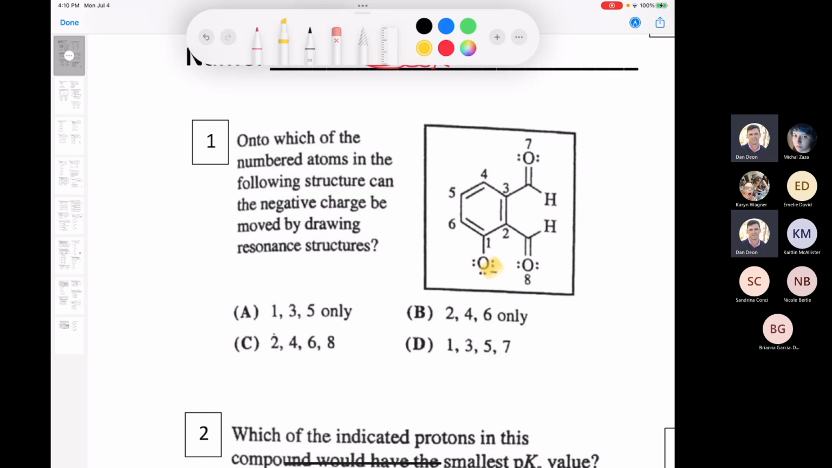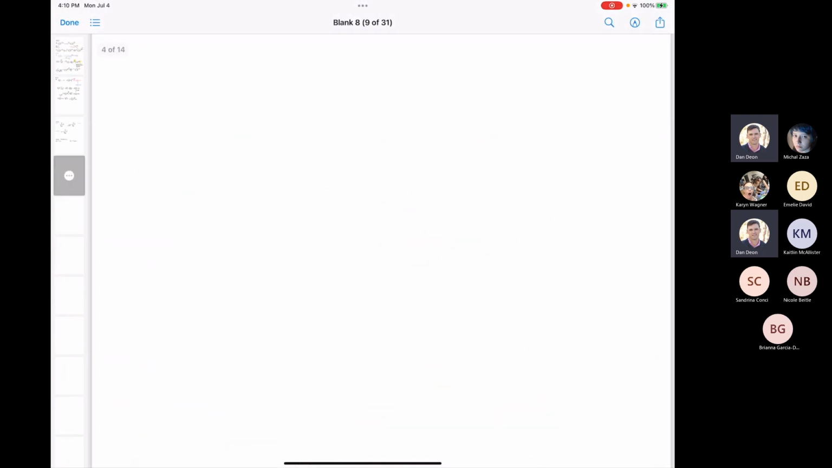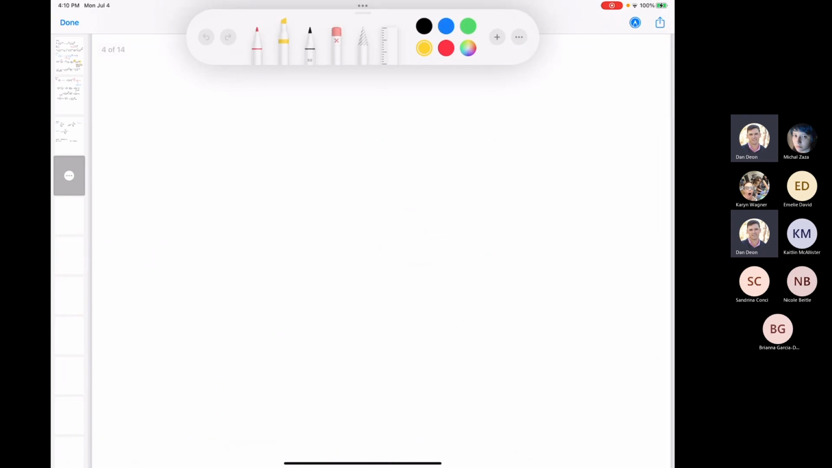Hold on. So let me just see. Okay. I'm going to switch over to a blank document and I'm going to draw all the resonance structures that I can come up with for this thing. So just bear with me here. We're going to go over here and we'll give this the old college try. So let's see here. ACS practice quiz. And this is question 1.